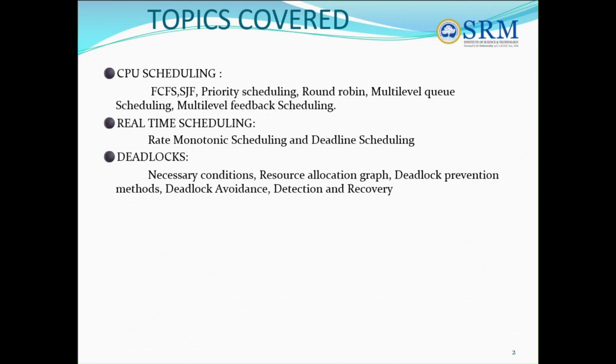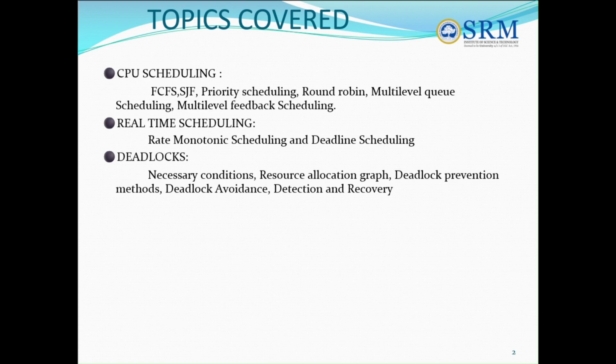So, what are the topics? CPU scheduling, real-time scheduling, and deadlock scheduling. Before that, we should know what is meant by scheduling. Scheduling means we are arranging the data: which one comes first, which one comes next. Before we start the process, we need to arrange the data. Based on the arrangement only, we can send the data one by one into the processor for execution. So this is called scheduling.